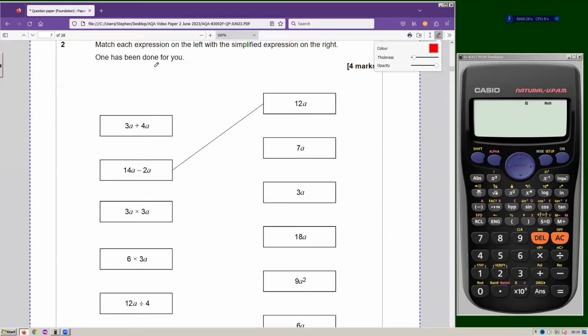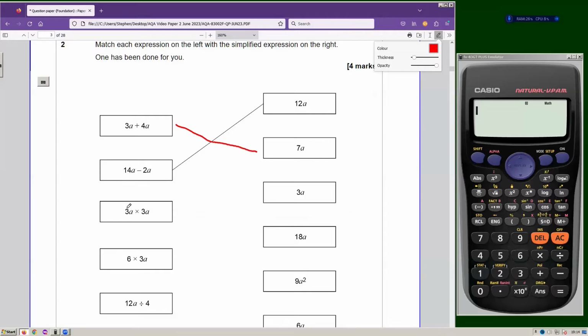Question 2. Match each expression on the left with the simplified expression on the right. One has been done for you. 14a minus 2a. Yes, it's 12a. So let's look at this one. 3a plus 4a. Well, they're both a. So we've got 3 and 4 is going to be 7a. That's this one here.